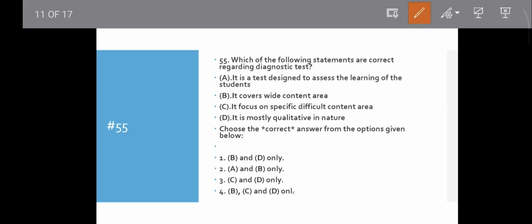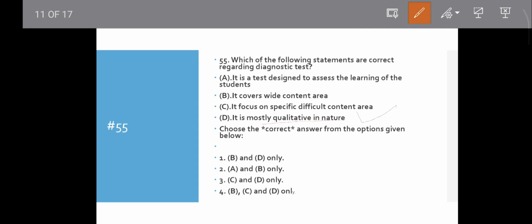Question number 55. Which of the following statements are correct regarding diagnostic test? It is a test designed to assess the learning of the student. It covers wide content area. It focuses on specific difficult content area. It is mostly qualitative in nature. Focus on specific difficulty, obviously. It is mostly qualitative in nature. Yes, correct. So diagnostic means problem solving.